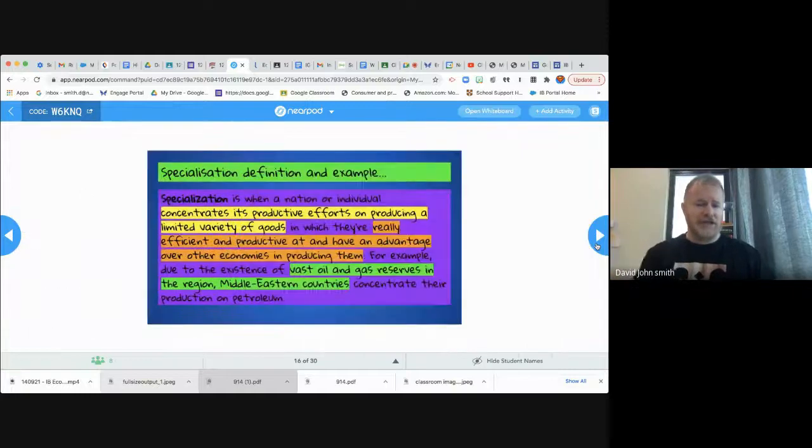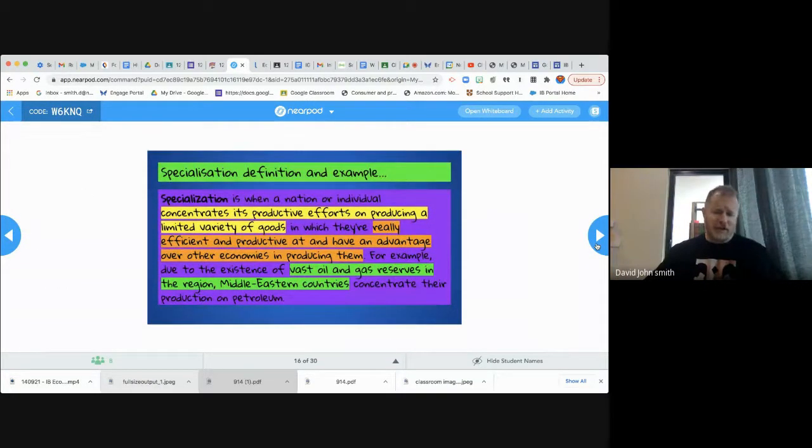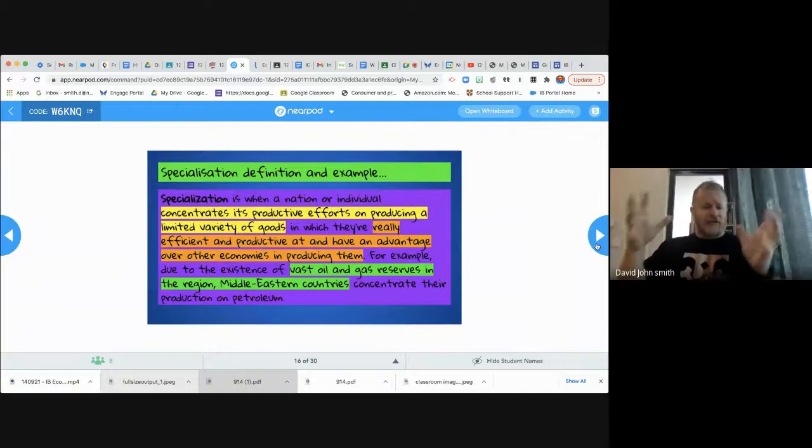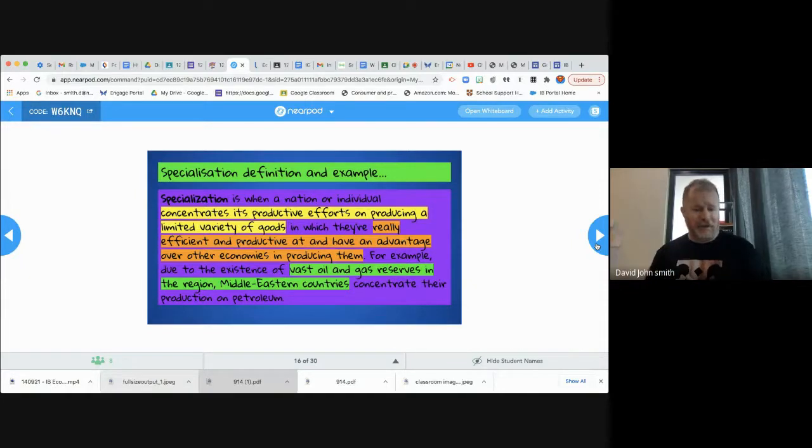Right, now, ladies and gentlemen, specialisation. We remember this idea about a country concentrating its production on a particular product, a limited variety of goods. They become very efficient at producing that. They then use that as a competitive advantage. The example that we gave was the Middle East and the oil and gas reserves. We could talk about Malaysia and palm oil, which we have this competitive advantage in. And so there's a concentration of that, and we tend to focus in on it.